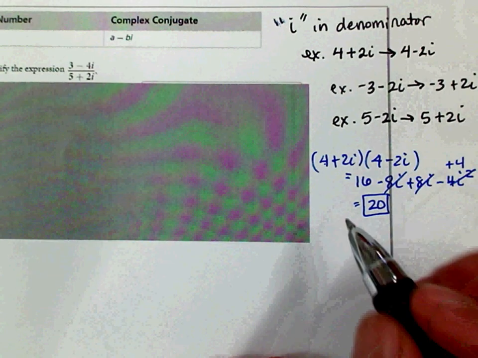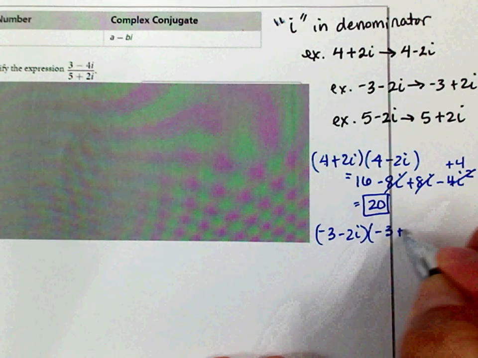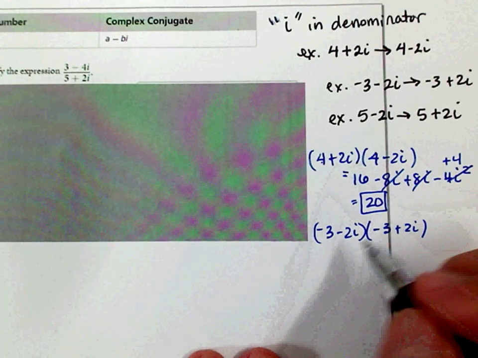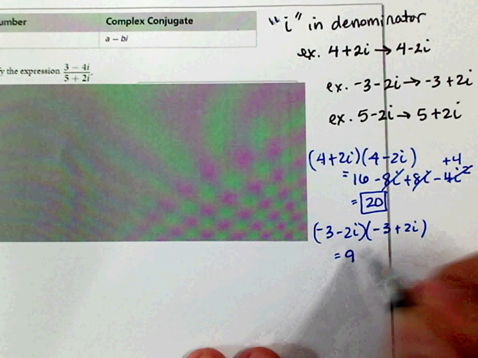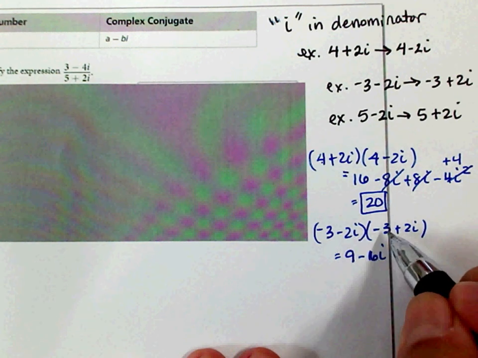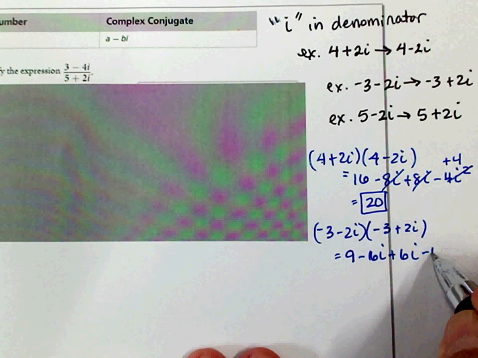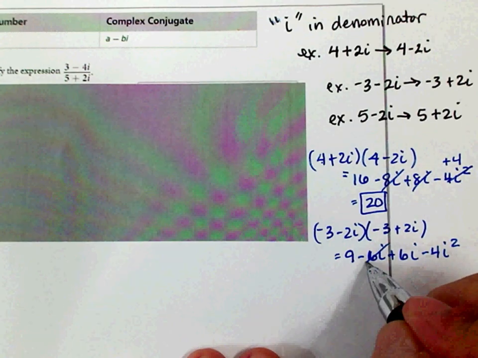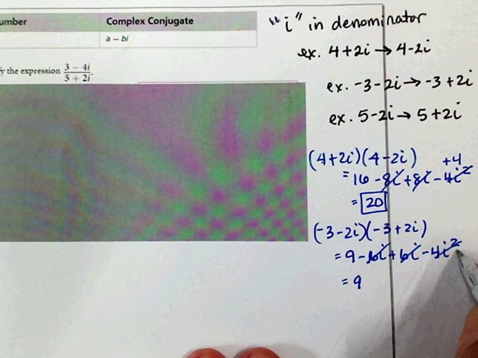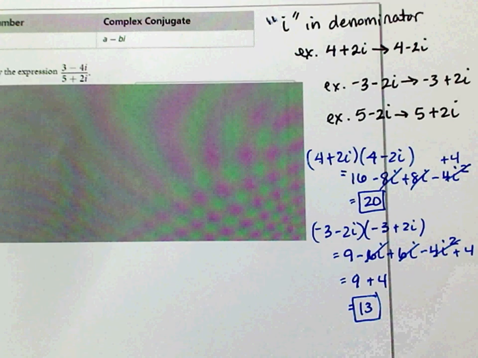The same thing, let's try the other one. Negative 3 minus 2i times negative 3 plus 2i. And the whole purpose of it is to get rid of the i, the imaginary part. Negative 3 times negative 3 is positive 9. Negative 3 times 2i is minus 6i. Negative 2i times negative 3 is plus 6i. Negative 2i times 2i is minus 4i squared. Notice how the inside term cancels. And so you have 9, and negative 4 times negative 1 makes that a positive 4. And you have just got rid of your i.